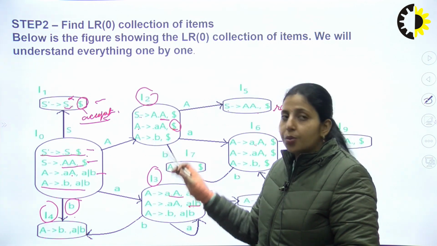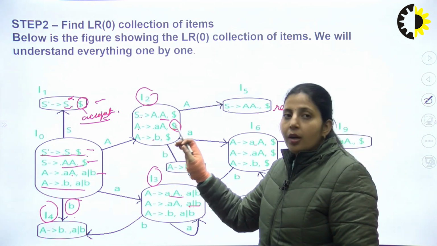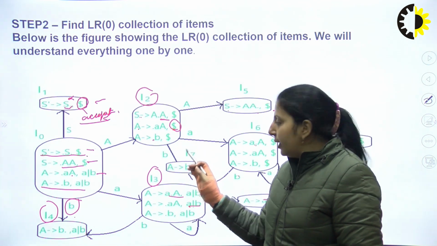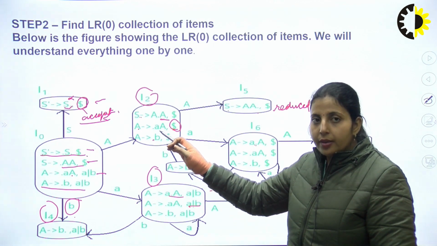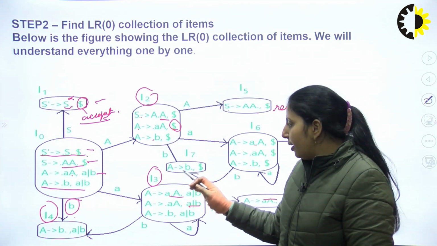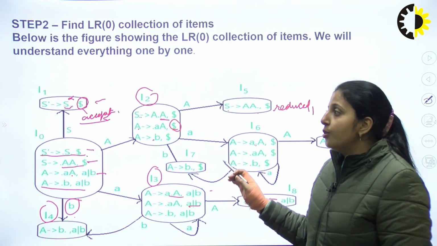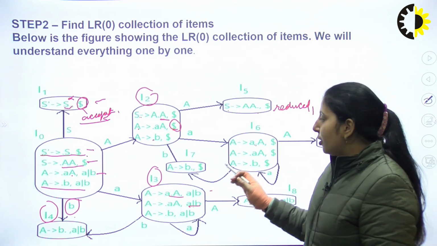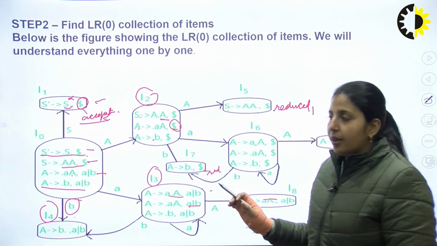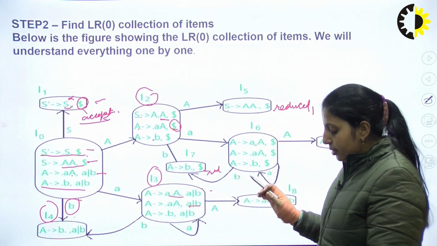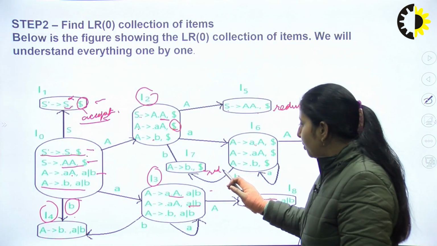Now there is a goto from I5 to I7. Why? Because there is a shift of the dot over B. So over B we have reached from item I2 to I7, that is A gives B dot. Here this is also a reduced state. So the reduced state is reduced by 3. So this one is reduce 3.